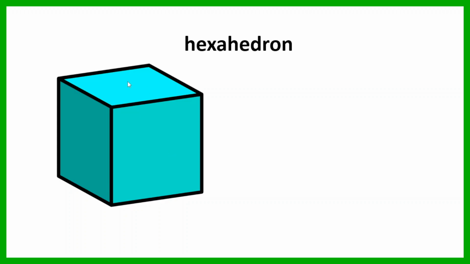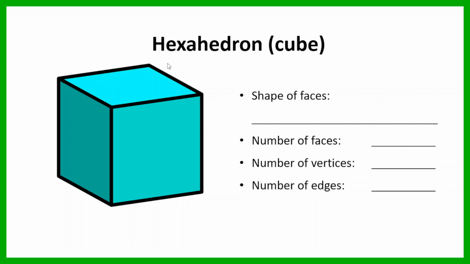Okay, so now you're going to be doing the same thing for a hexahedron. A hexahedron looks like this. Now a hexahedron is also known by another name that you have probably heard, which is a cube. Now we're going to be finding the same information about the hexahedron as we did for the tetrahedron. So you need to find out what is the shape of the faces, what is the number of faces, what is the number of vertices, and the number of edges.